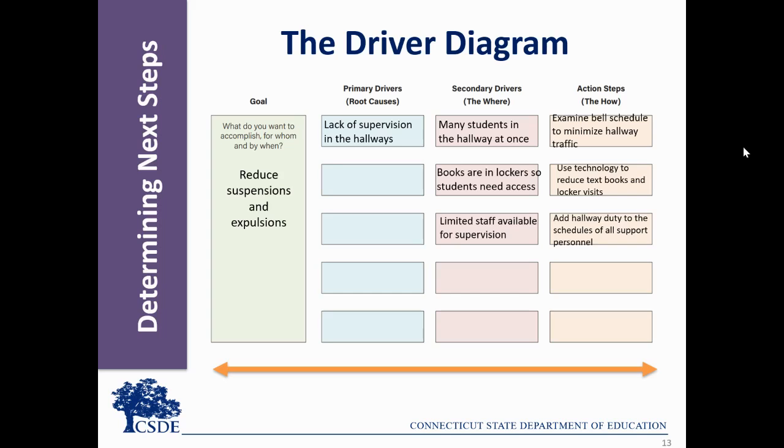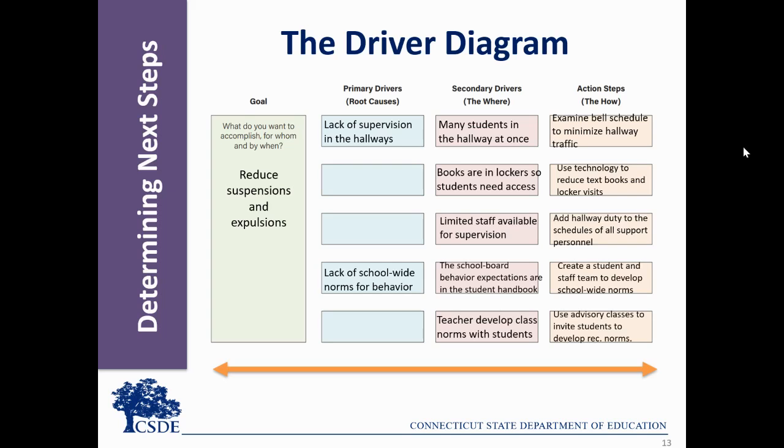You will notice there's a two-way arrow at the bottom. The goal should directly connect to the primary drivers and secondary drivers, leading to action steps that address these drivers. When the action steps address the secondary and primary drivers, the implementation or the action steps should help the organization to reach its goal. Another root cause for high suspension rates and expulsions was found to be a lack of school-wide behavior norms. The team will want to choose next steps based on addressing a root cause that can be effectively addressed and expected to have a significant impact on student success.